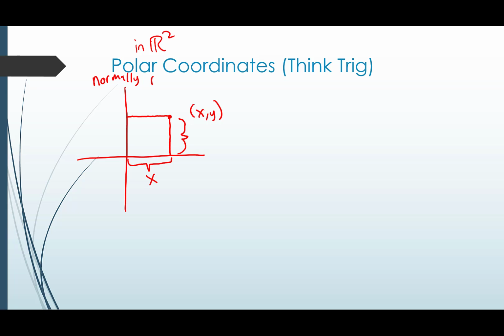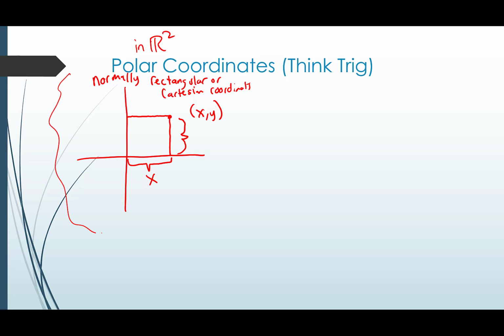Sometimes you call this rectangular coordinates as well, rectangular or Cartesian coordinates. Okay, so that's how we normally think about points in R2. We think about them as x comma y, where x is how far you go along the x-axis, y is how far you go along the y-axis. So again, you can kind of think about your points as sitting at the vertex of a rectangle.